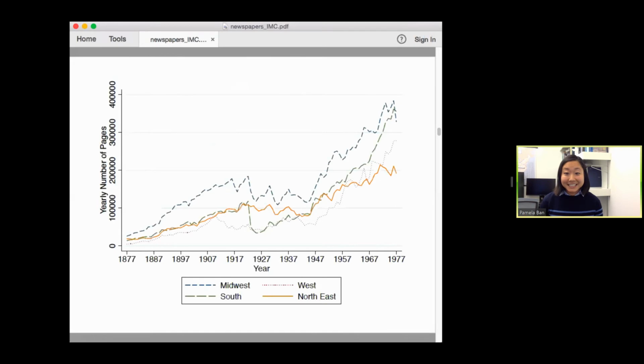To give you an idea of the coverage of our data, this plots the yearly number of pages that we have in the data set across that 1877 to 1977 time span by region. You can see that the coverage obviously increases, the availability increases as we move into the late 20th century, but we have a pretty good distribution across the United States.